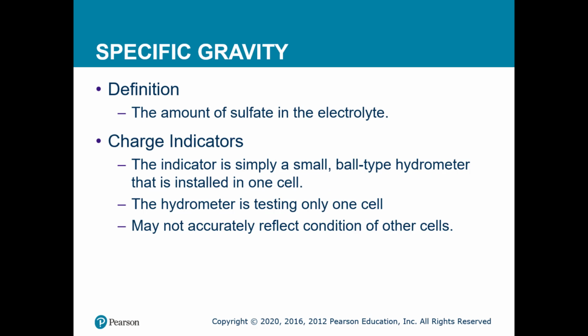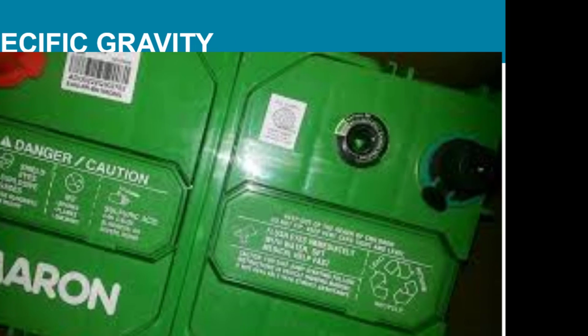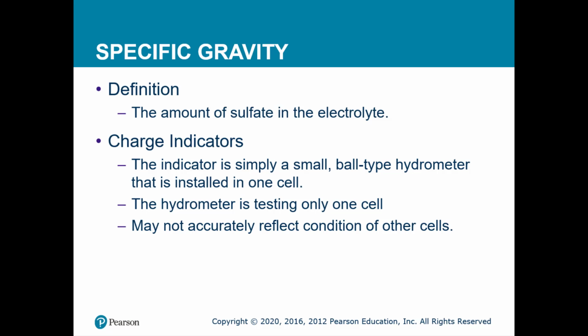We will discuss the charge indicators that are built directly onto many different automotive batteries. That indicator is simply just a small ball-type hydrometer that is installed on one cell of 6. It's not very good for testing a battery, but it kind of gives you an overall look at the electrolyte condition of one cell, and from that point you could probably extrapolate or guess what the other cells would probably be like. However, it does not accurately reflect the condition of the other cells and should never be used in place of testing a battery. We'll provide an example of how to interpret this in a bit.